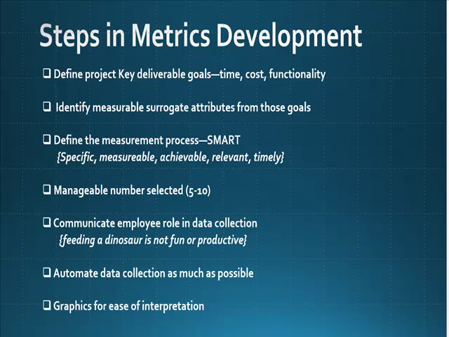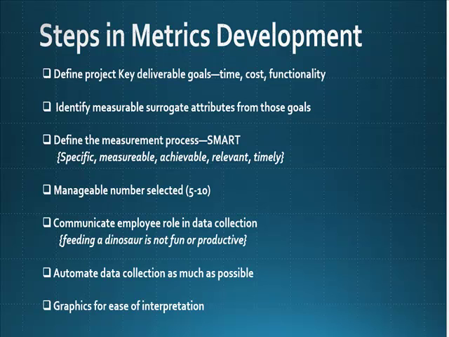The next one, based on those goals, you identify measurable attributes from those goals, right? For instance, if it's functionality, of course you will need to come up with specific functionality measurements or measurable surrogates. And then the next step is to define the measurement process. We follow the SMART process, where metrics should be specific, measurable, achievable, relevant, and timely. So that is how we evaluate the goodness of your metrics.